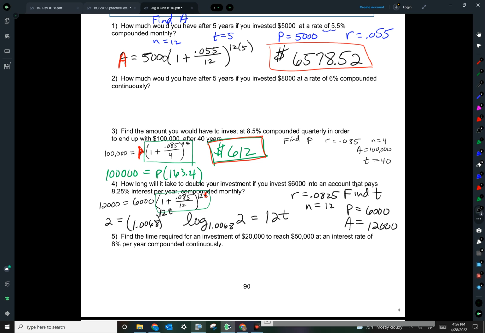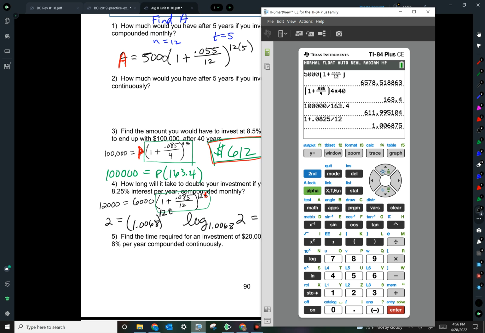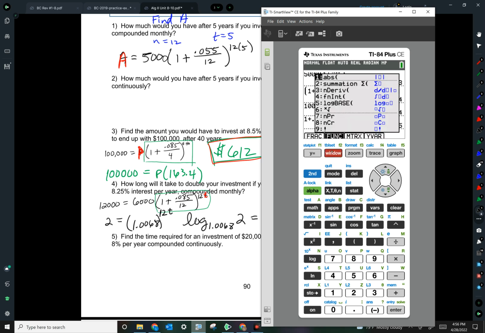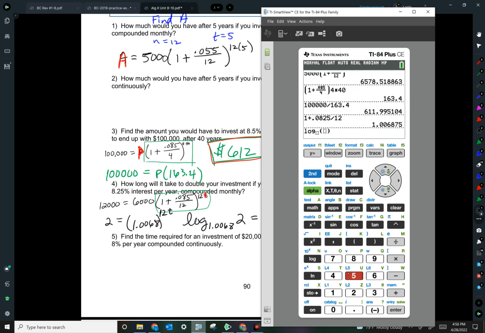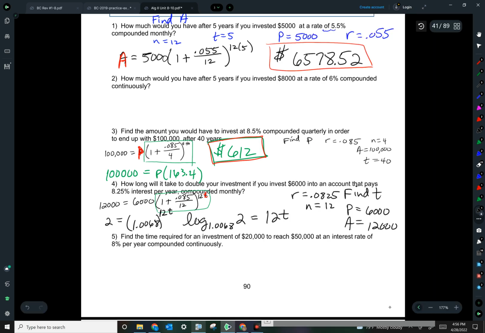Well, I can use my calculator and figure out what that log base 1 point whatever of 2 is. Remember how we do logs on the calculator? If you do alpha window and choose number 5, so I want my base to be 1.0068, log base that number of 2, so that gives me this 102 number. But look at my equation. If I want to solve for t, then don't I just want to divide by 12?